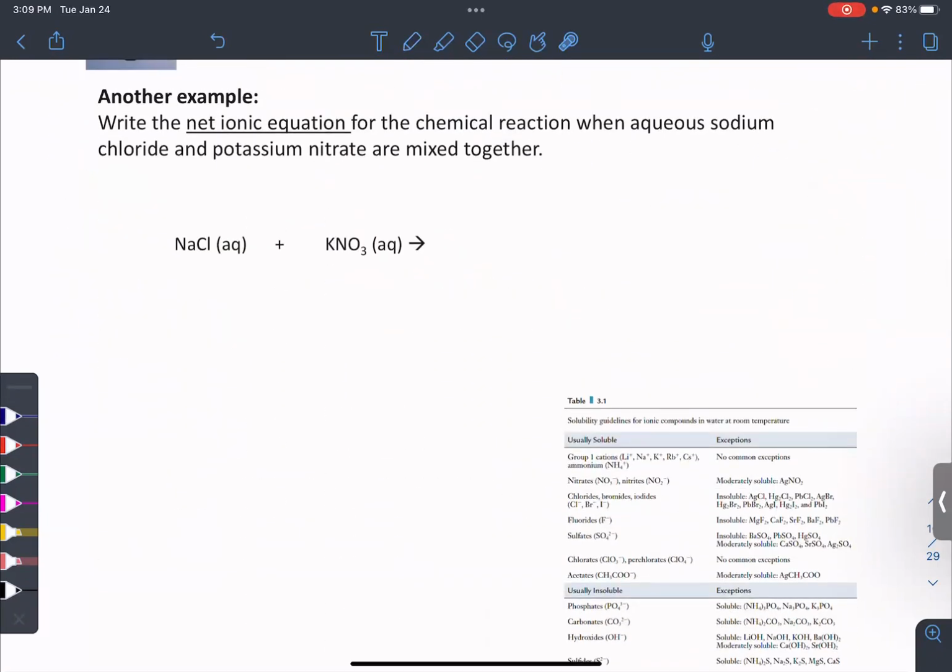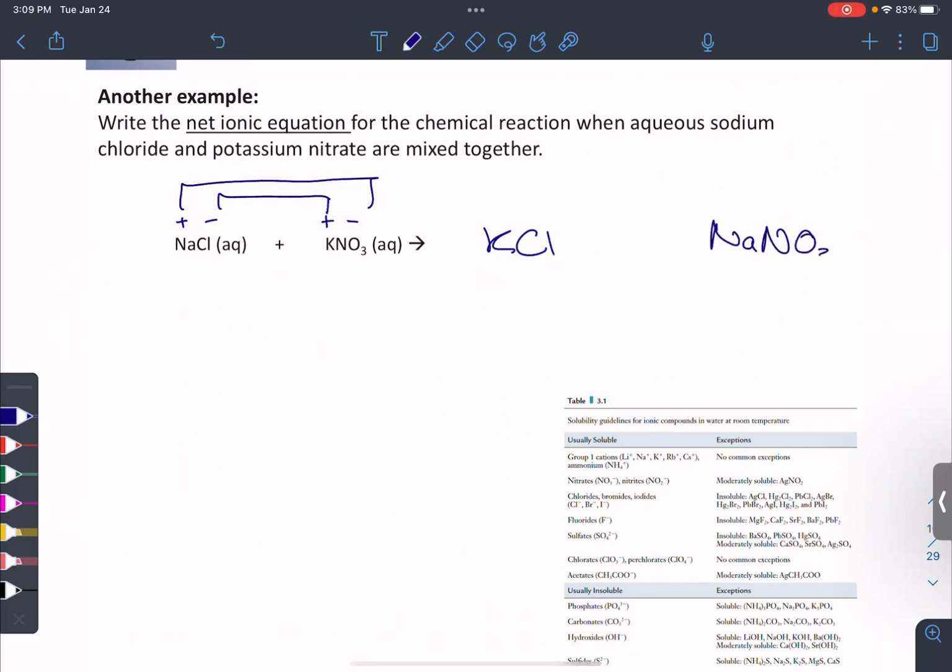So sodium chloride and potassium nitrate. So we have sodium, it's positive, chloride, it's negative. Potassium, it's positive. Nitrate, it's negative. So I'm just going to swap my partners here. So my new charge balanced substances are KCl and NaNO3. Okay. So there are my products.